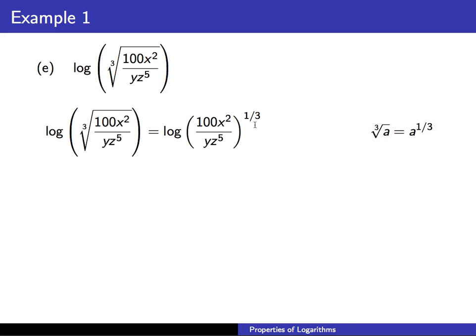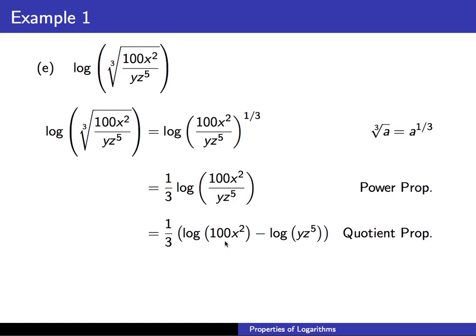Now that we have this written as a power, we can use our power property to bring that 1/3 down, and we have 1/3 times the log of 100x squared over yz to the fifth. Using our quotient property for what we're taking the logarithm of, we get still 1/3 times, but now we have the log of 100x squared minus the log of yz to the fifth.